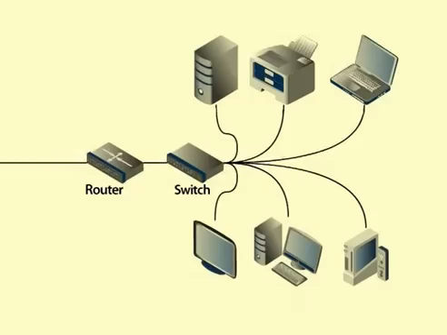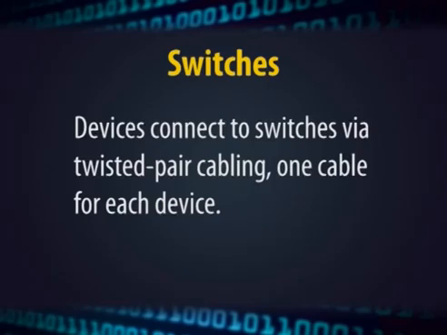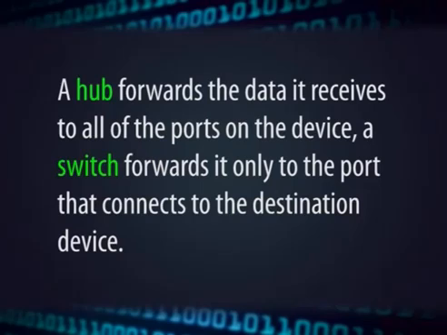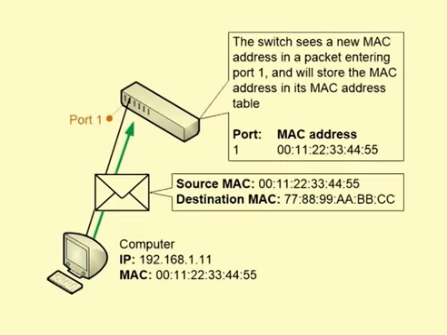Like hubs, switches are the connectivity points of an Ethernet network. Devices connect to switches via twisted pair cabling, one cable for each device. The difference between hubs and switches is in how the devices deal with the data that they receive. Whereas a hub forwards the data it receives to all the ports on the device, a switch forwards it only to the port that connects to the destination device. It does this by learning the MAC address of the devices attached to it and then by matching the destination MAC address in the data it receives.